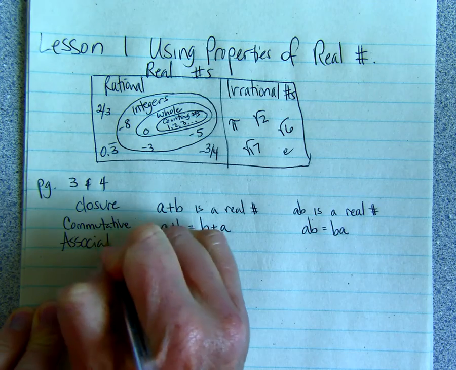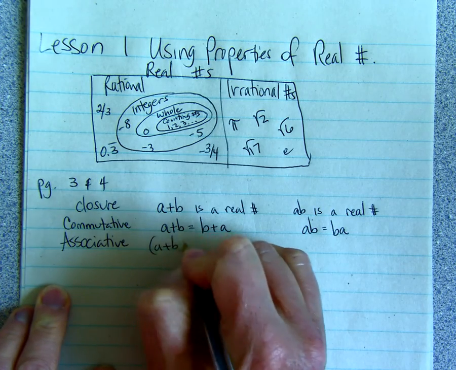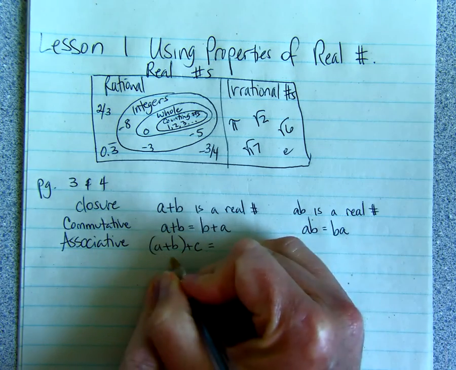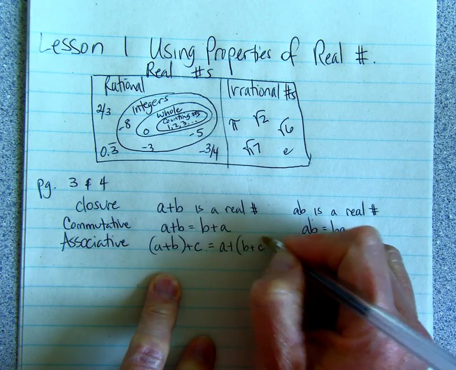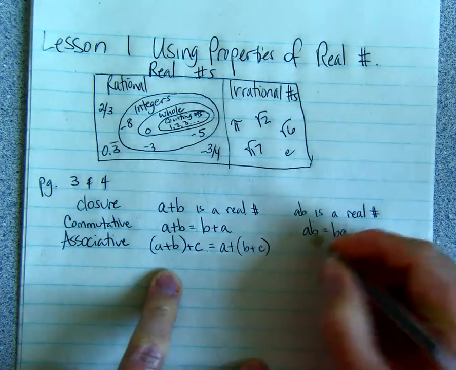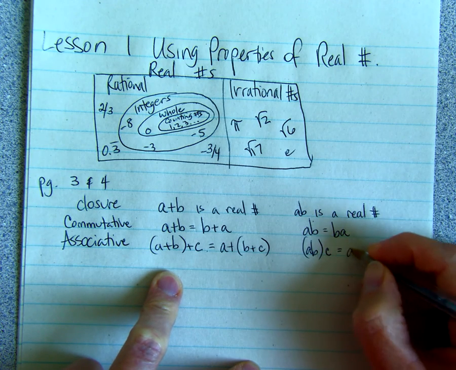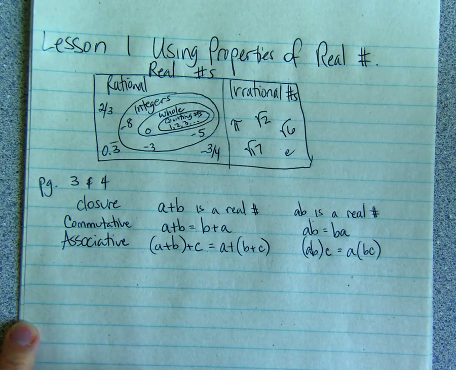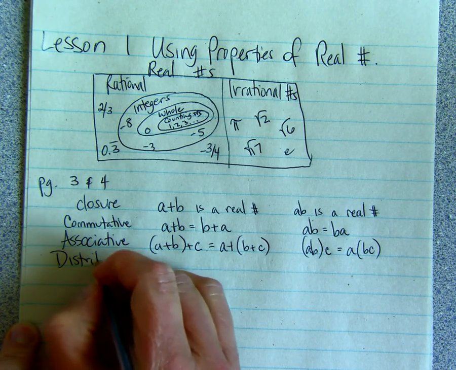Associative property is when you add three numbers together that are real numbers. If you add the first two, then the third, it's the same thing as if you add the second two and then the first. Same with multiplication. If you multiply the first two and then the third, it's the same thing as multiplying the last two and then the first. And then we have what's called the distributive property.